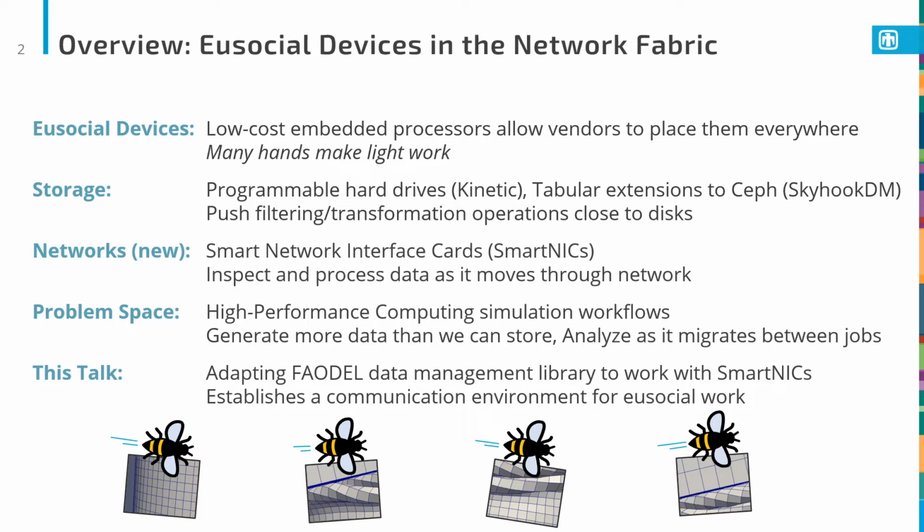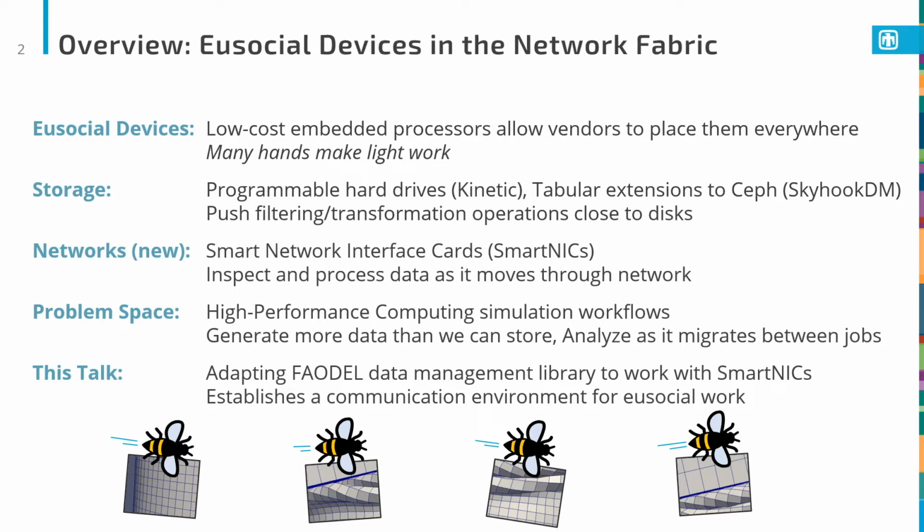The first place where Eusocial methods have had some impact is in the storage layer. Programmable hard drives and extensions to file systems have enabled us to push filtering and transformation operations as close to the disk as possible and improve system performance. Another area where we see the potential use of Eusocial methods is in the network fabric. Recently, network vendors have introduced new Smart Network Interface cards, or SmartNICs, that feature embedded hardware that can be used to inspect and process data as it moves through the network.